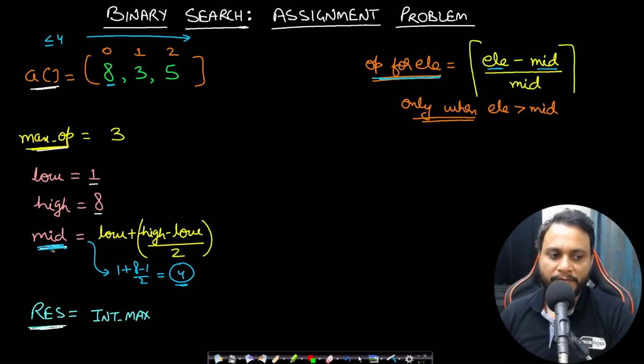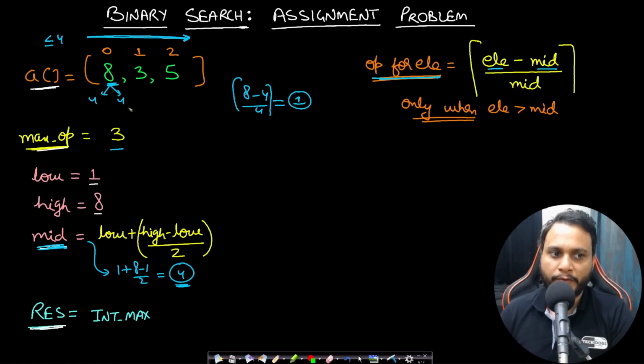Let's try to see if I can get an answer value 4 with the given 3 operations. What I need to do is iterate through this entire array and find out how many divisions, how many operations, are required. If you look at this 8, then we will require ceil of (8 minus 4) by 4, which will be equal to 1. So one operation is required to make it 4 and 4, right?